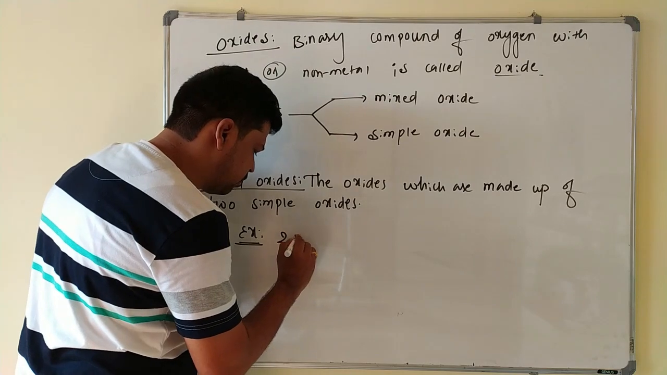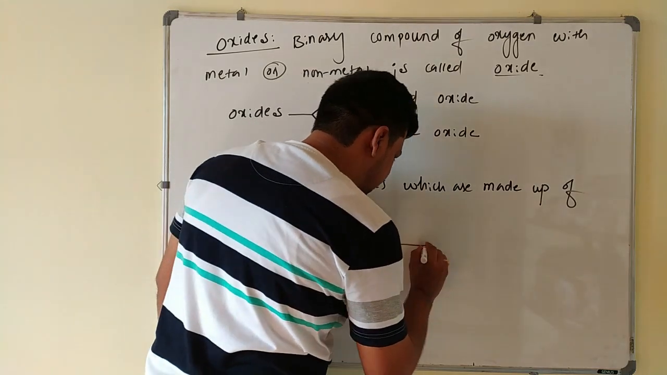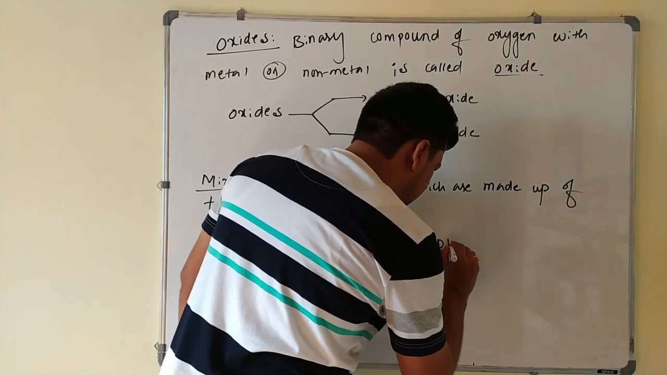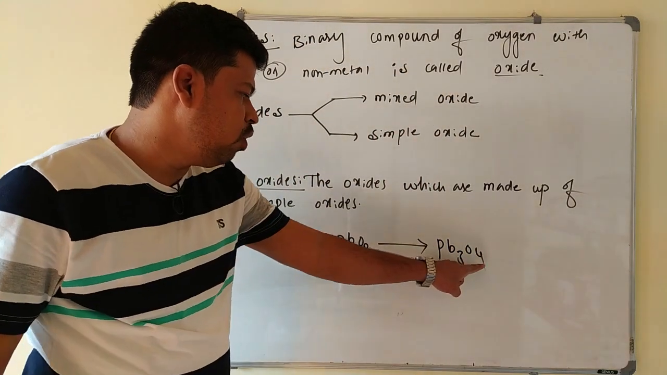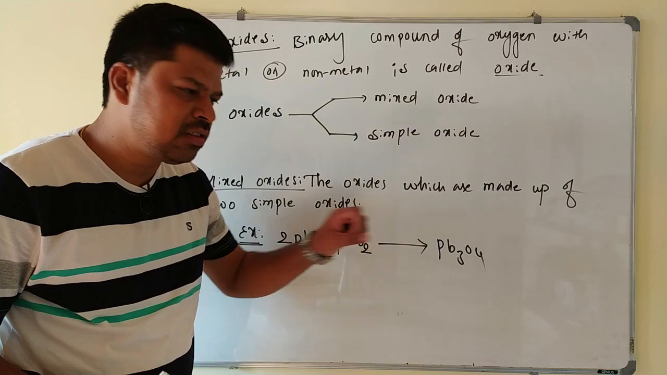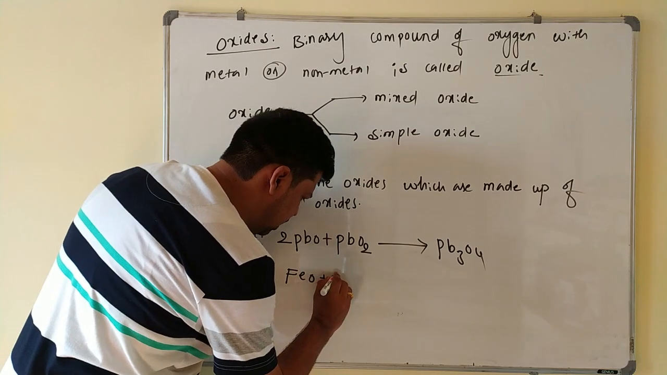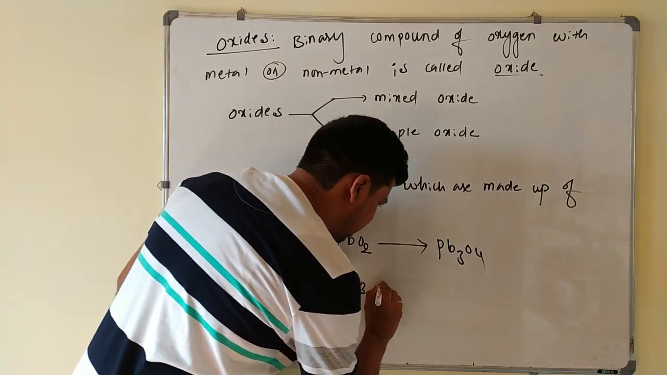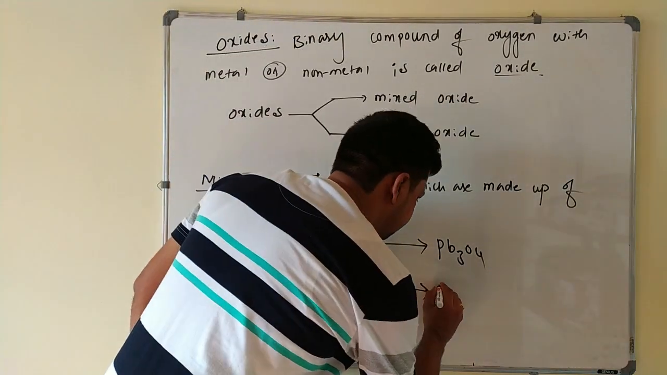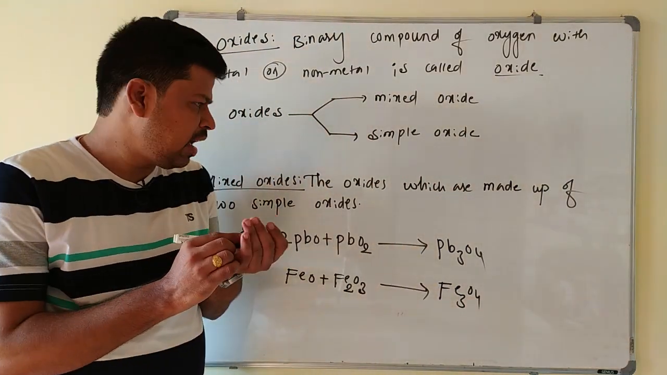Suppose I take 2 times PbO, this on combining with PbO2, you will get Pb3O4. This Pb3O4 is the mixed oxide of PbO plus PbO2. 3 times Pb and 4 oxygen you will get here. Another example you can write: FeO plus Fe2O3. If you combine these two, again you will get a mixed oxide, that is Fe3O4. Okay, this is the mixed oxide and the example.